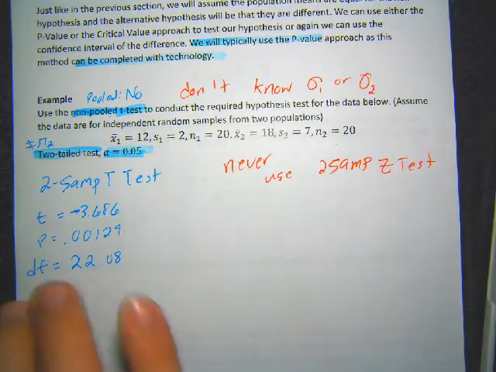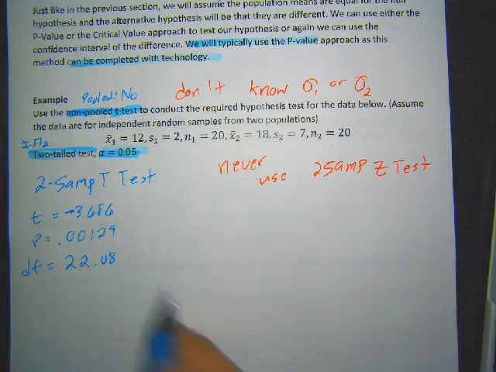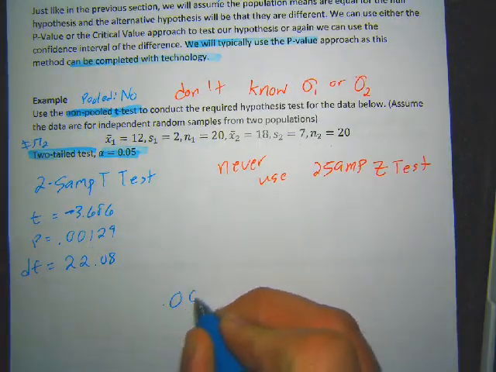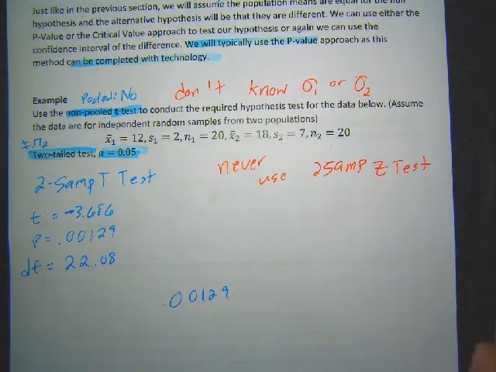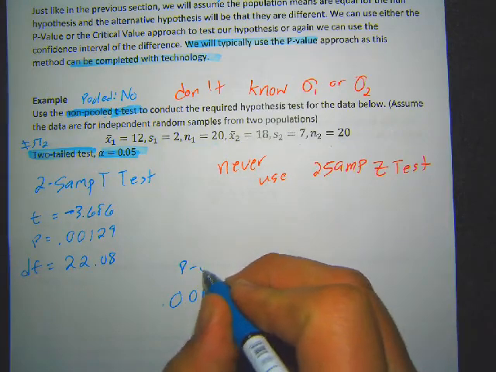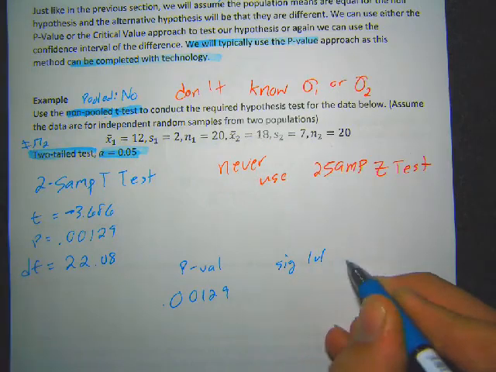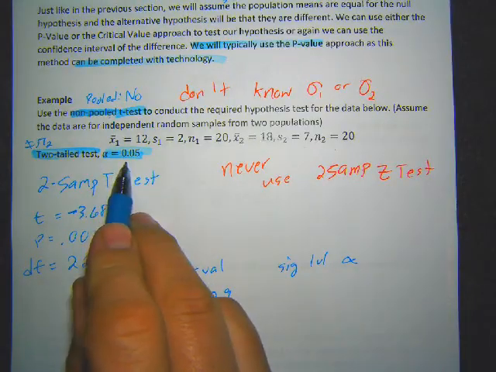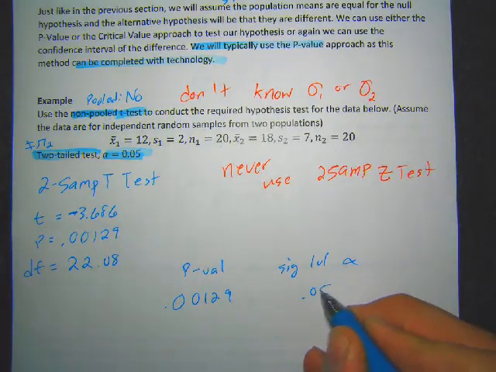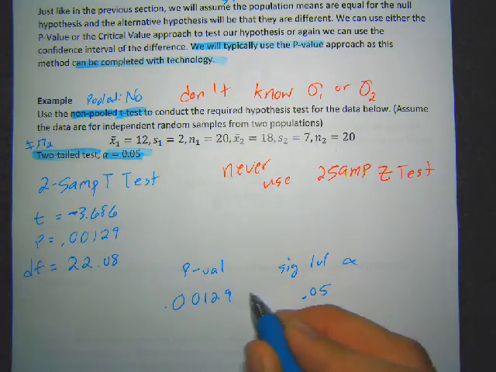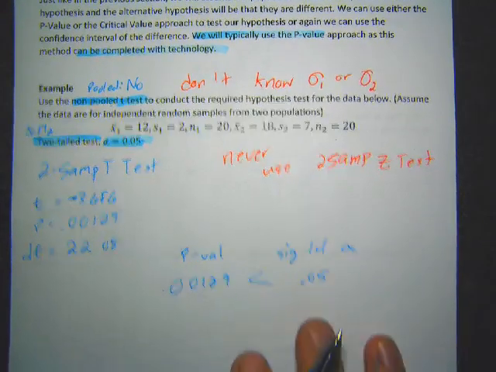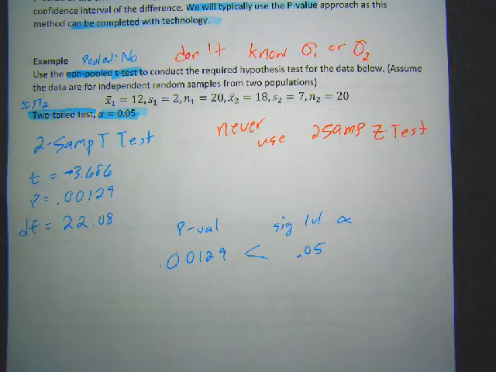Okay, so based on this, if we're going to do a p-value test, remember you take the p-value, so we take that 0.00129, and we compare it with the significance level. So we compare p-value with the significance level, or alpha, which in this case is 0.05. Well, 0.05 is much bigger, right? The p-value is much smaller than 0.05. So remember, if your p-value is low, the null must go.